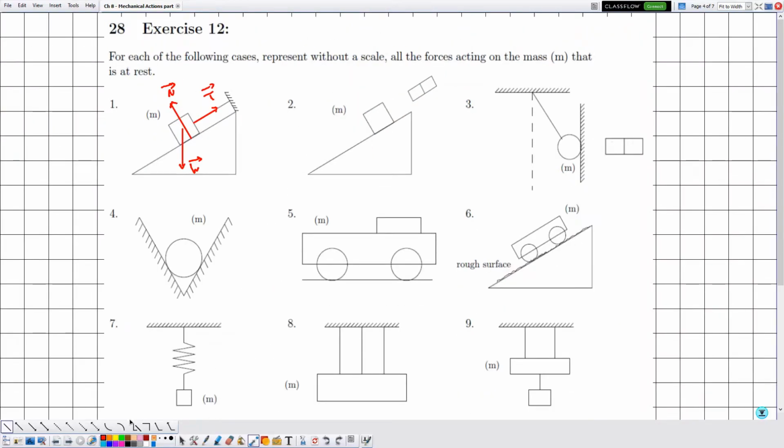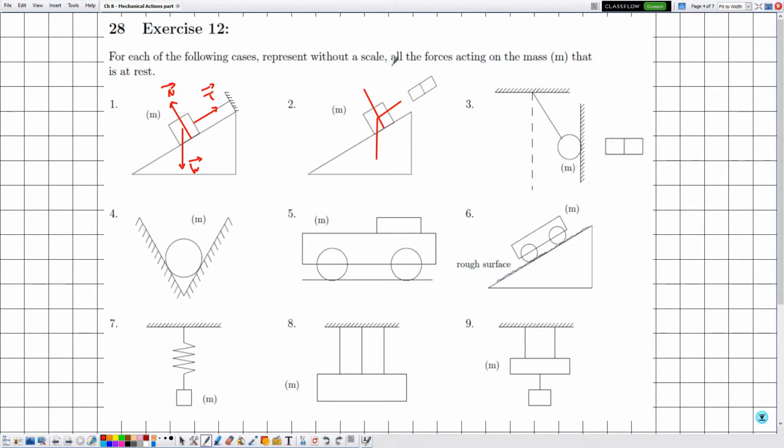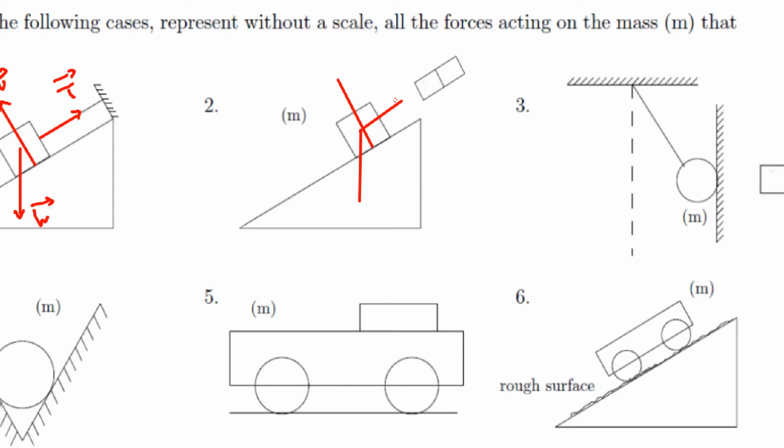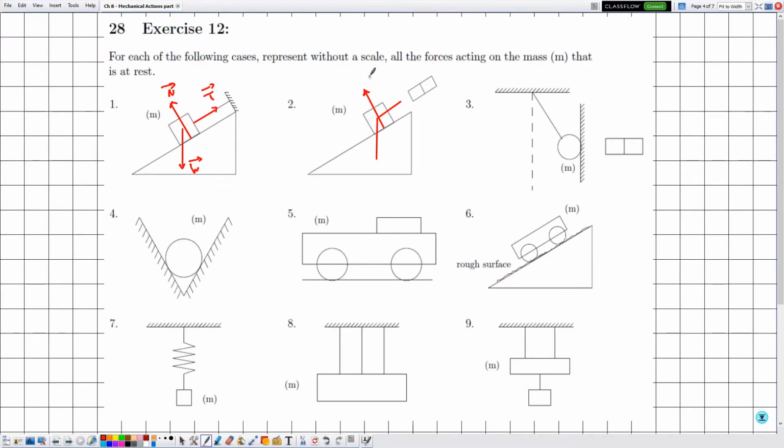Then let me represent the forces. Here this is the weight, this is the normal, and this is the magnetic force. Notice that I have represented the magnetic force from the center of gravity, G of M. This is the normal, this is the weight, and this is the magnetic force.